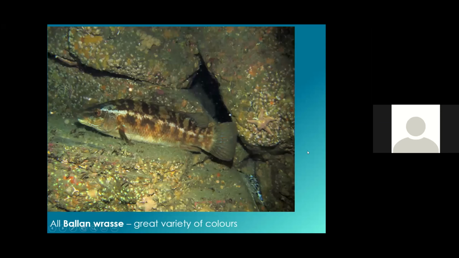And basically all of the other big, what I would call slobs of fish that you see on a dive are of the wrasses, are the ballan wrasses. So this is a series of them because they come with a various sequence of different colors.